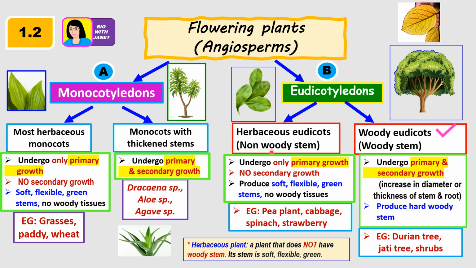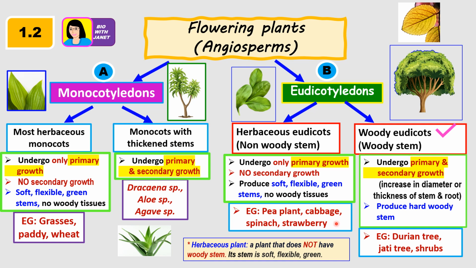The word herbaceous means that it has a non-woody stem. That means the stem is not hard but soft, flexible, and also green. It has a green soft stem that's flexible. So these herbaceous eudicots only carry out primary growth and they do not carry out secondary growth to produce wood, okay, to produce lots of wood. So no secondary growth. So they produce soft, flexible green stems with no woody tissues.